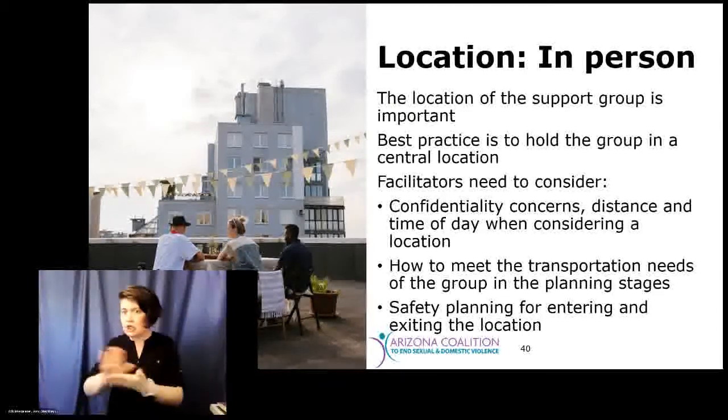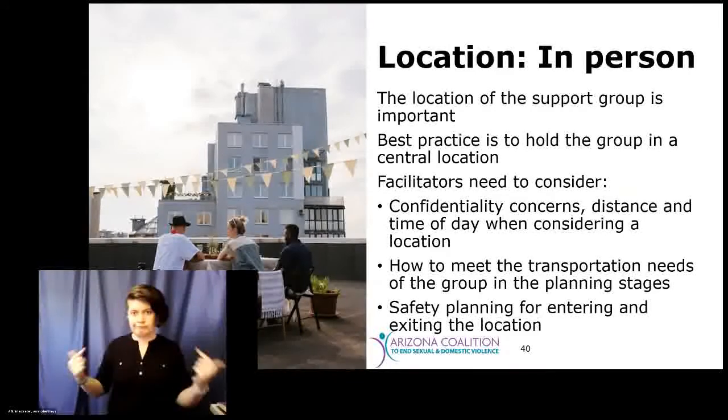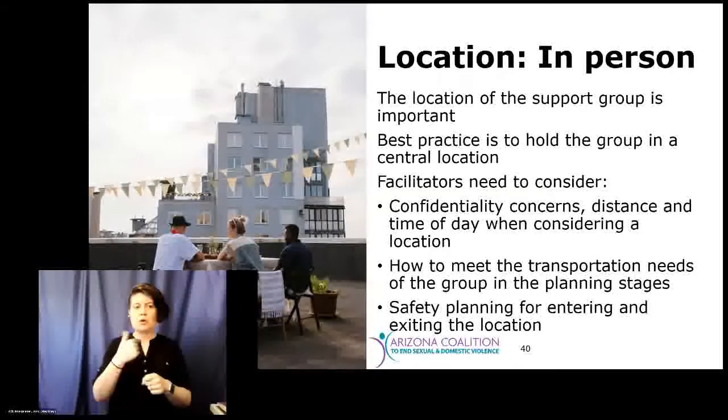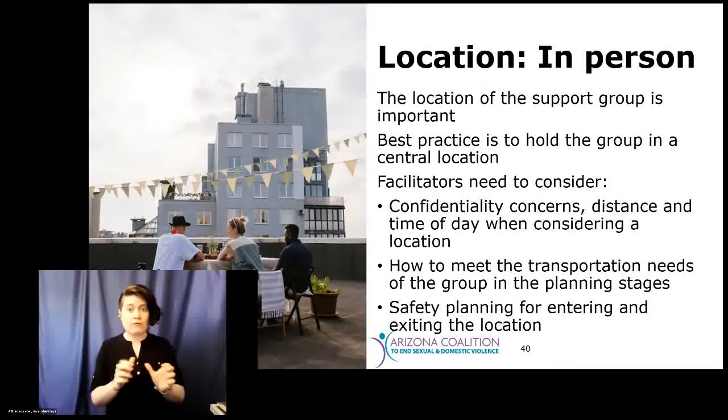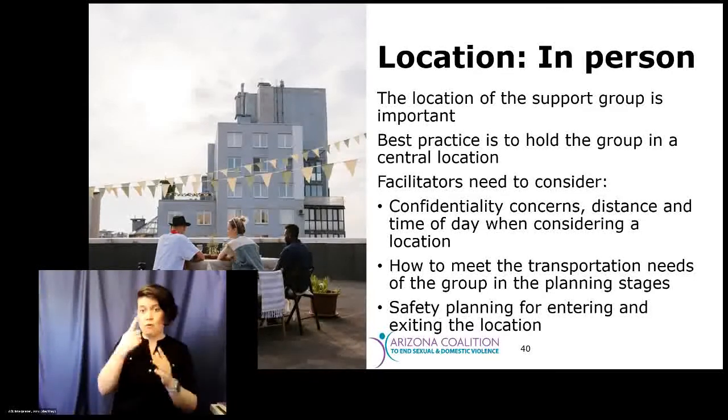Applicants should also be skilled in safety planning and should be making time during the group to safety plan leaving and coming to the location. If a survivor can be seen walking in and out of the location from the street or from just a layperson walking by, we might want to be considering a different location.